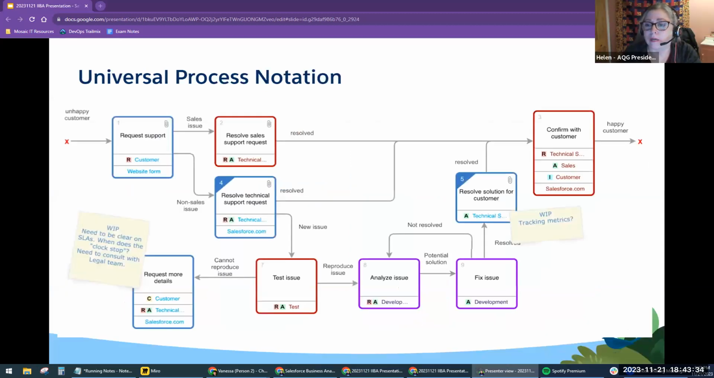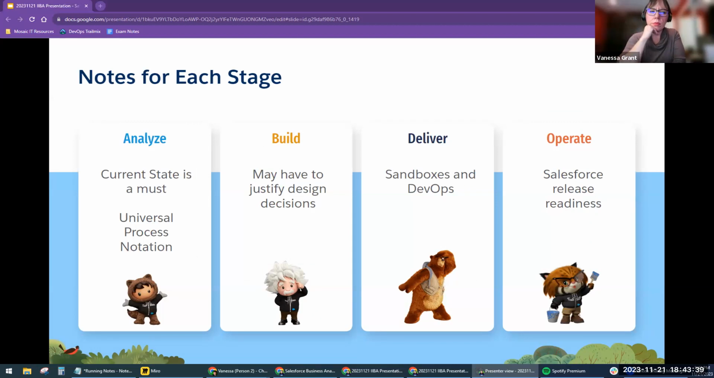Vanessa, can I jump in here? We've got a couple questions for you before you move on to the next slide. So we do have somebody, Rohit, who asked the question: is a BA required to know how to code in today's scenario where developers are also stepping up to do activities like discovery?